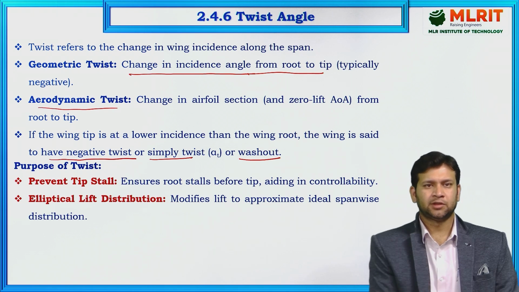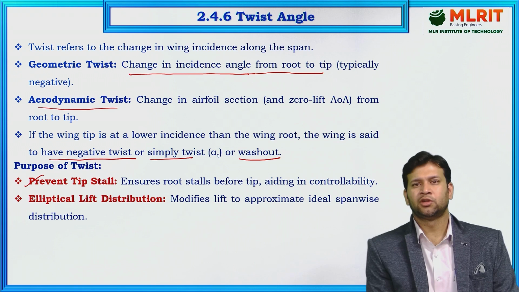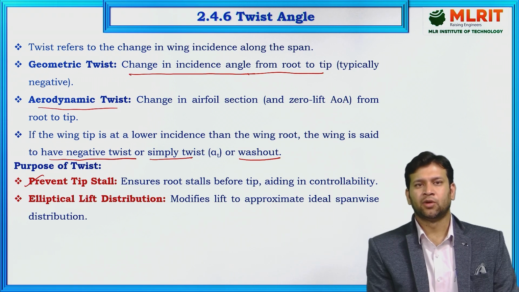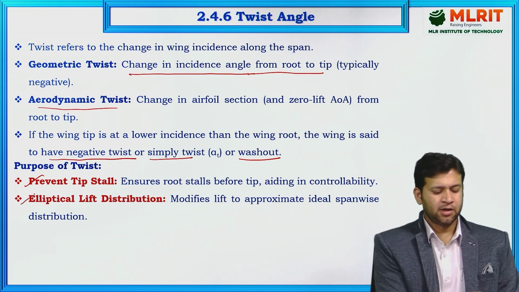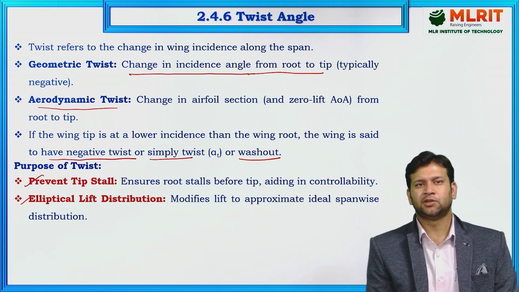The purpose of twist is to prevent tip stall, which ensures the root stalls before the tip, aiding in controllability, and an elliptical lift distribution, which modifies the lift to approximate the ideal span-wise distribution.